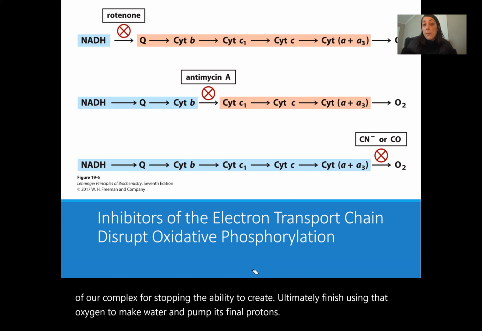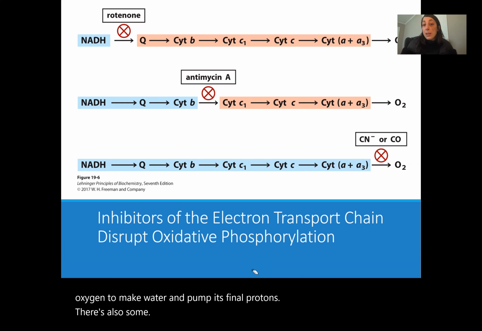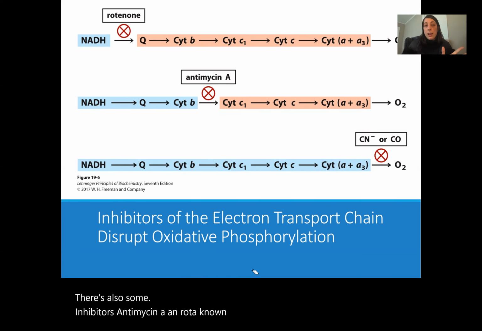There are also some inhibitors like antimycin A and rotenone, which are going to target either complex 1 or complex 3.